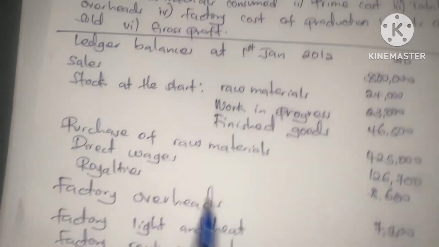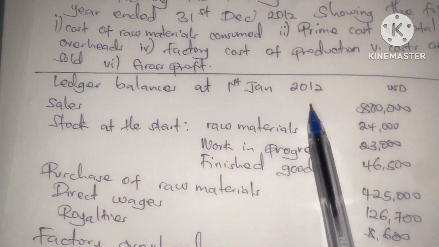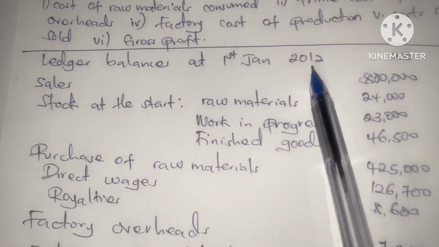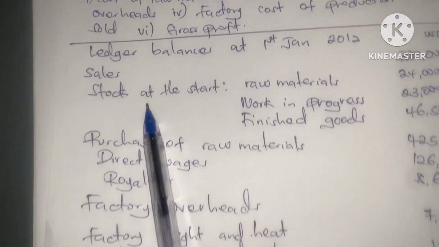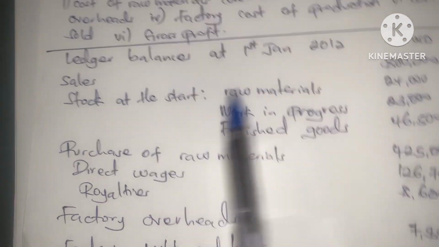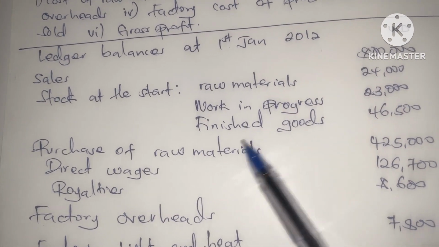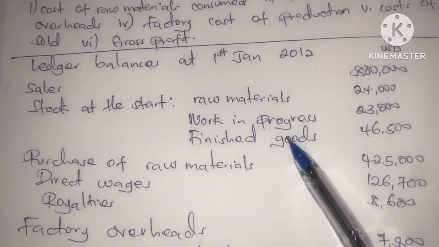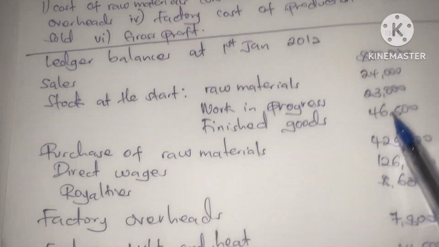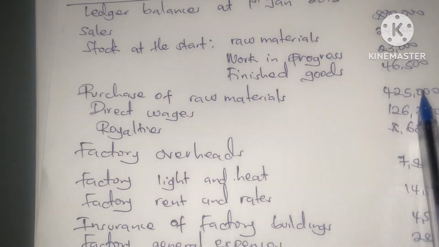So we've been given these figures. Ledger balance is at 1st Jan 2012. We have the sales, then the stock at the start: raw materials, work in progress, finished goods. The opening balance is for raw materials, work in progress, and then finished goods. These are the ones. Then the purchases of raw materials are there.